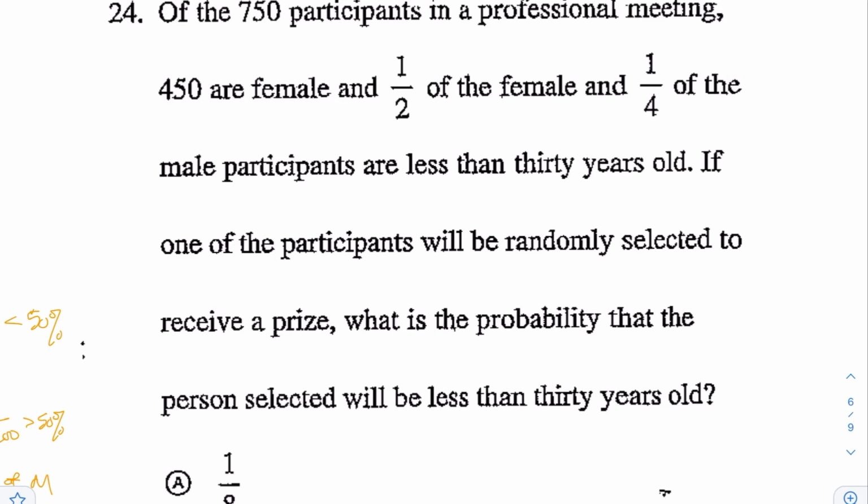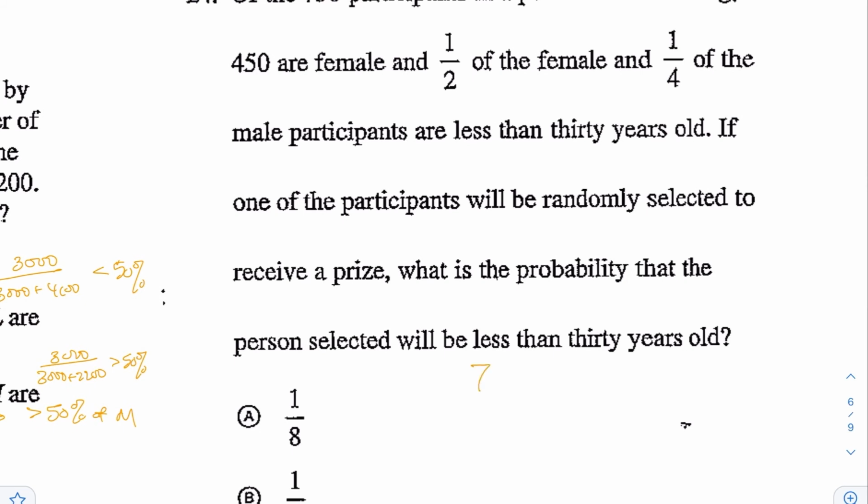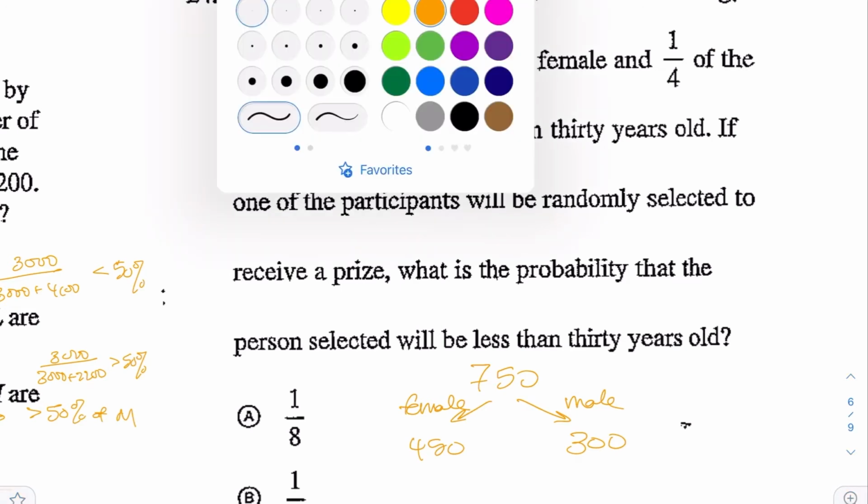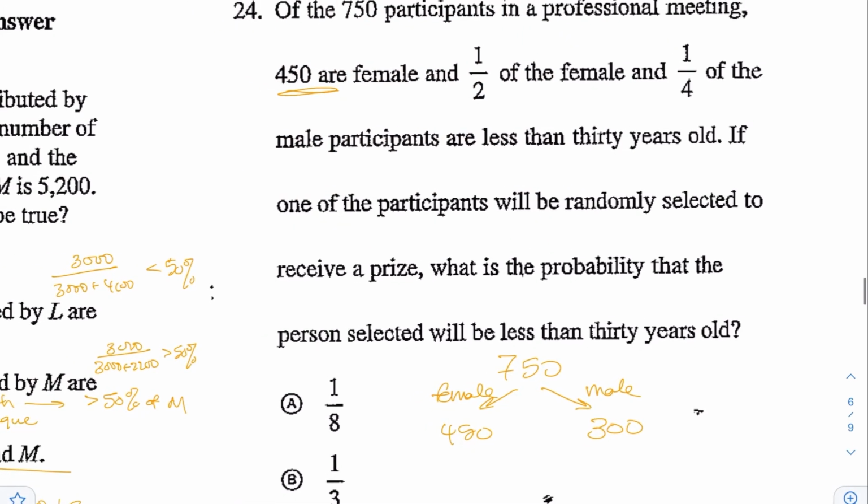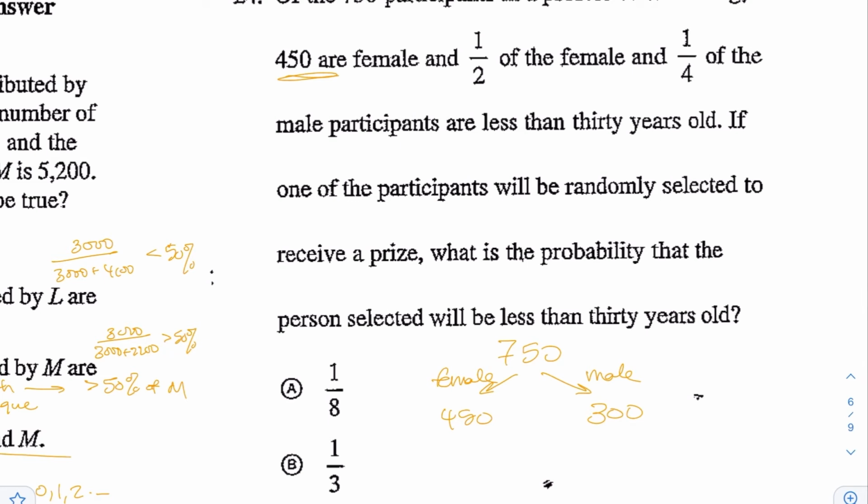So here you have 750 total people, and the 750 is broken out into two groups. 450 are female. So that leaves the remaining 300 as male, because 750 minus 450 is 300. Now from each of these, you can break it down to 30 years or older or less than 30.